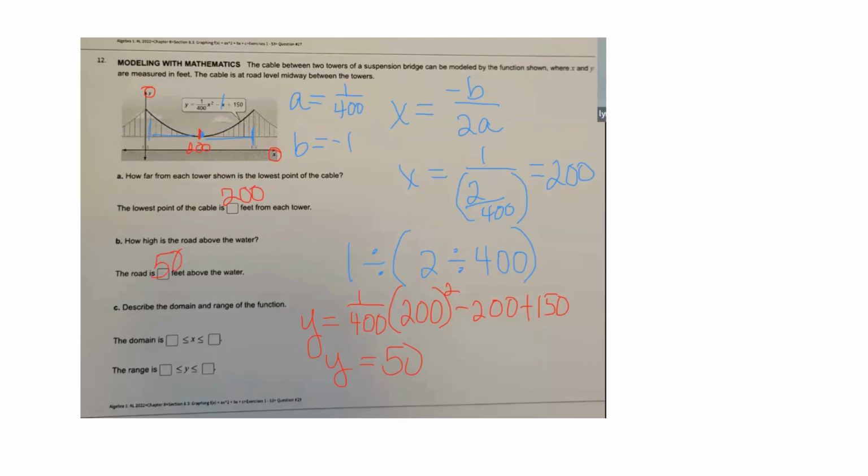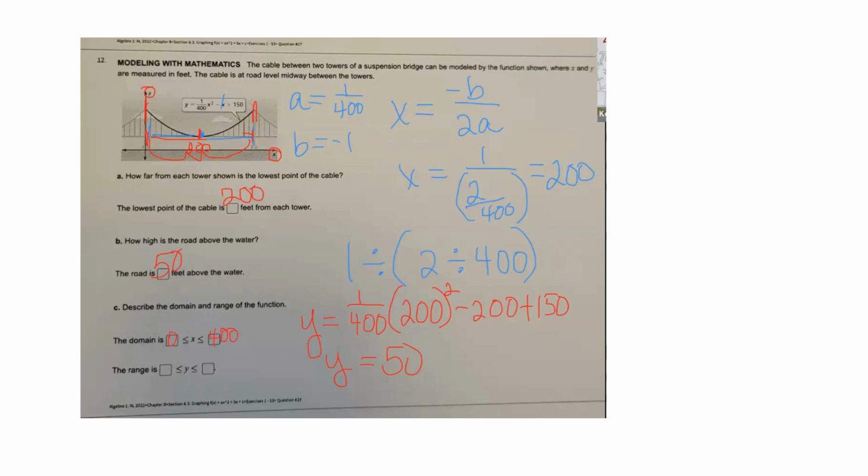So now for the domain and range of this function, this one doesn't go forever. There are no arrows, it ends. So if this is 200 feet from here, it's also 200 feet from there. So that goes up to 400. So x would go from 0 to 400.